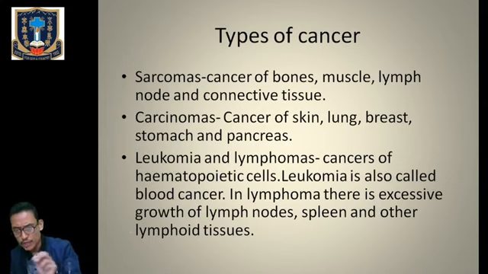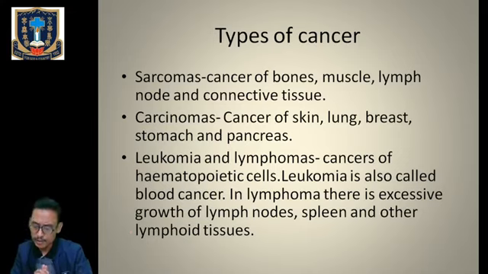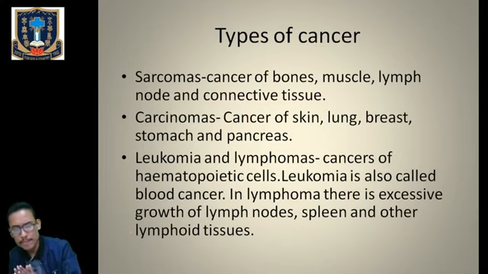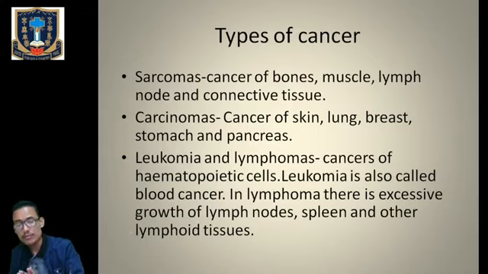Leukemia, very carefully. In leukemia, the blood cells, mainly the white blood cells, will show an abnormal increase in number. So in leukemia, there will be an increase in the number of white blood cells. That's why it is also called blood cancer. And in lymphoma, there is excessive growth of the lymph nodes, spleen and the lymphoid tissues. Now, in India, uterine cervical cancer and cancer of mammary glands in women, and mouth and throat cancers in men are more common. That's why lakhs of patients die due to cancer in India.